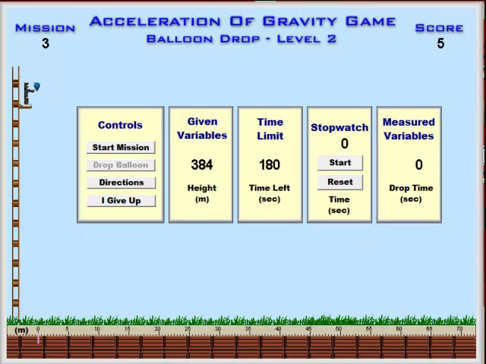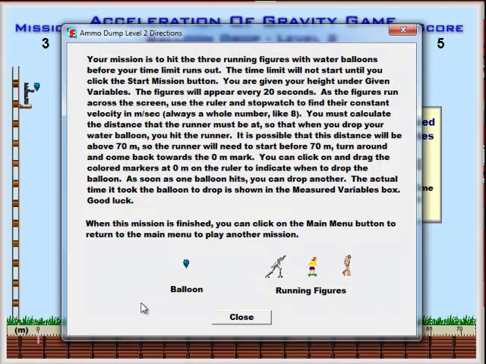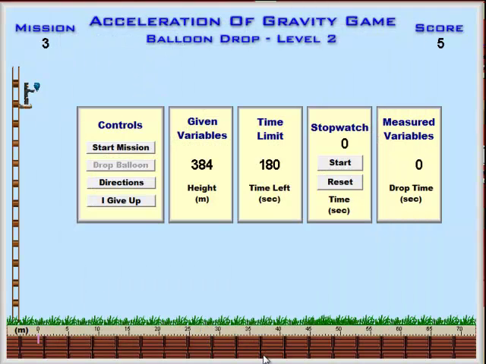Here's the balloon drop. You can see that in this case there's going to be people or objects that are running back and forth on the bottom. You will be trying to drop the balloon at just the right time so that you hit the running figures. This is very difficult. Not all students are going to solve this particular problem. That's why there's an I give up button. So let's start the mission.